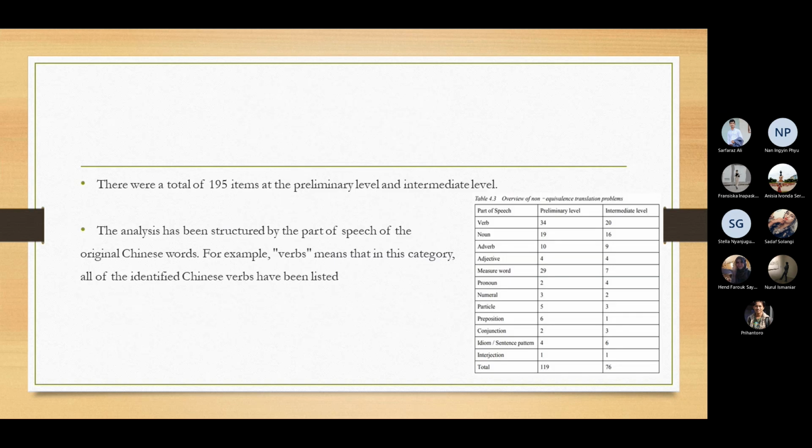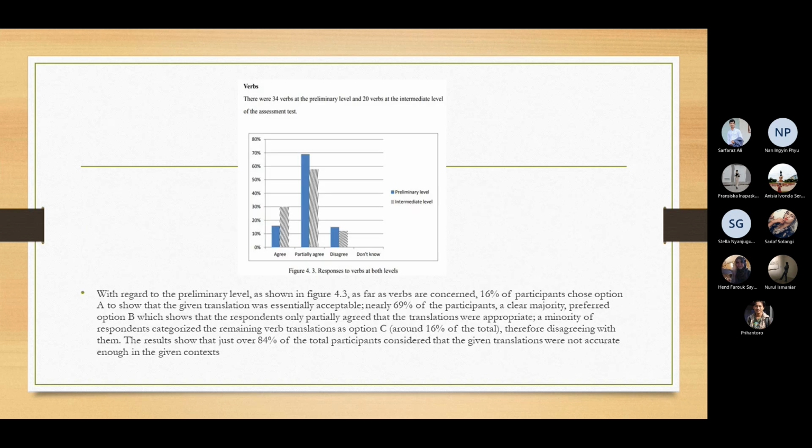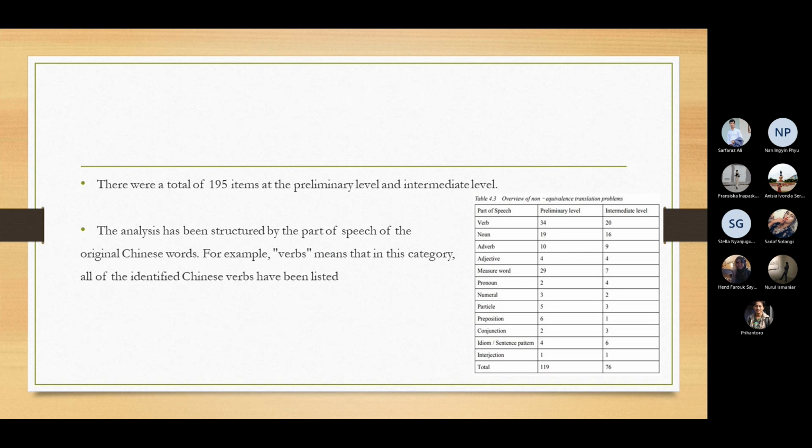So moving to the detailed description, I am just giving you a slight view, because if we move in depth, it will consume much more time. I'm trying my level best to give you just a look and a kind of understanding about the data and material and how the methodology was used. About the verbs, there were 34 verbs at the preliminary level and 20 verbs at the intermediate level of the assessment. And this is the same as the figure you can see here.